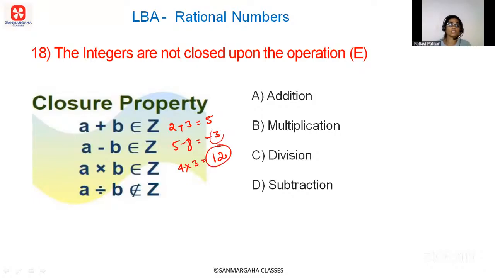But in division, dividing two integers does not always result in an integer. For example, 1 by 2. So this is equal to 0.5. Here 0.5 is not an integer. Okay. So this is not closed under this operation. So therefore, integers are not closed under the operation division. So in the given options, option C, division, is the correct answer.